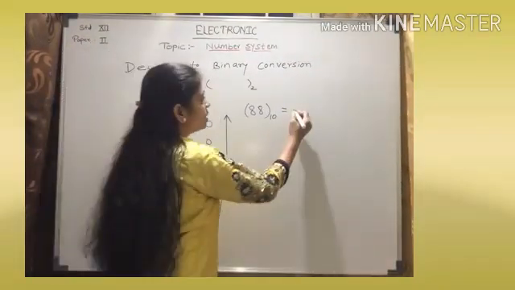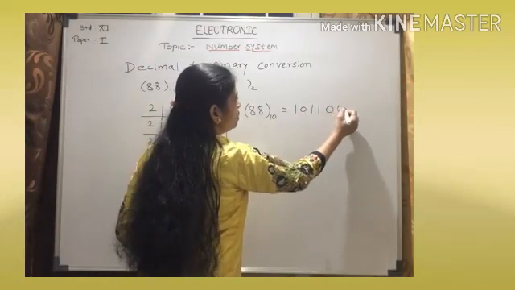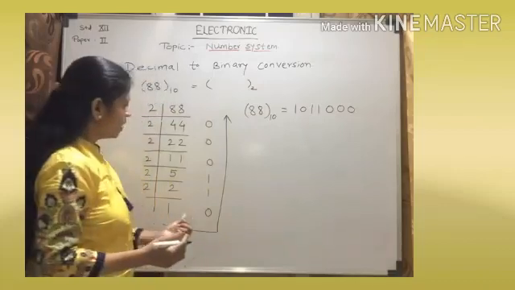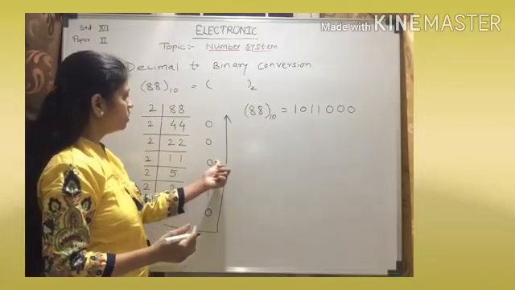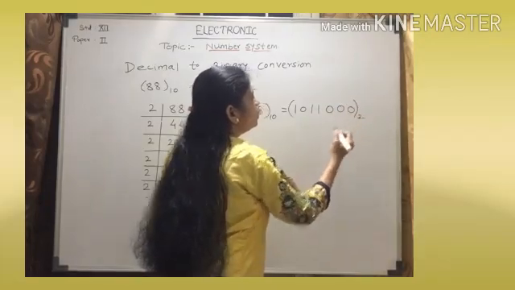1011000. So the answer is 1011000. This is the binary equivalent of 88.